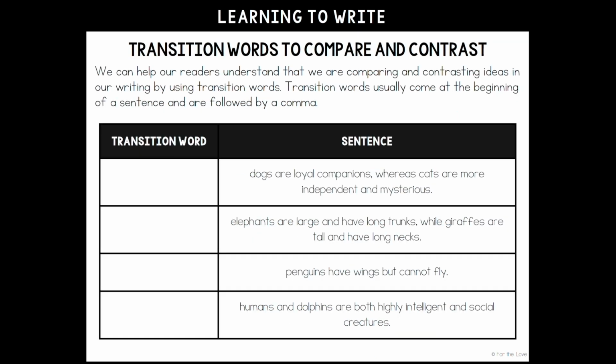Next, we are going to use transition words to compare and contrast ideas. We can help our readers understand that we are comparing and contrasting ideas in our writing by using transition words. Transition words usually come at the beginning of a sentence and are followed by a comma. So that's something that all transition words, no matter what they are doing, have in common. You want that transition word and then a comma at the beginning of a sentence.